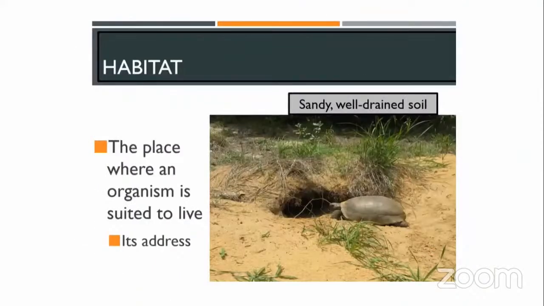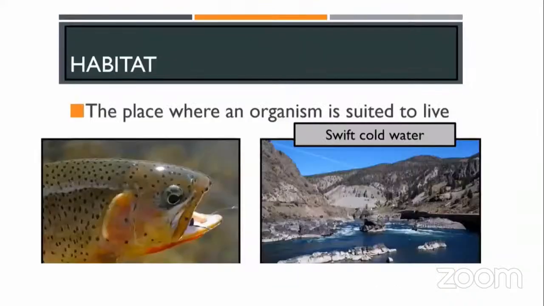Then habitat, as you know, is the place where an organism is suited to live. In a sense, it is the address of the species. In the example of a tortoise, there is sandy, well-drained soil. They prefer this type of place because they can make holes easily when it is sandy. Another example.